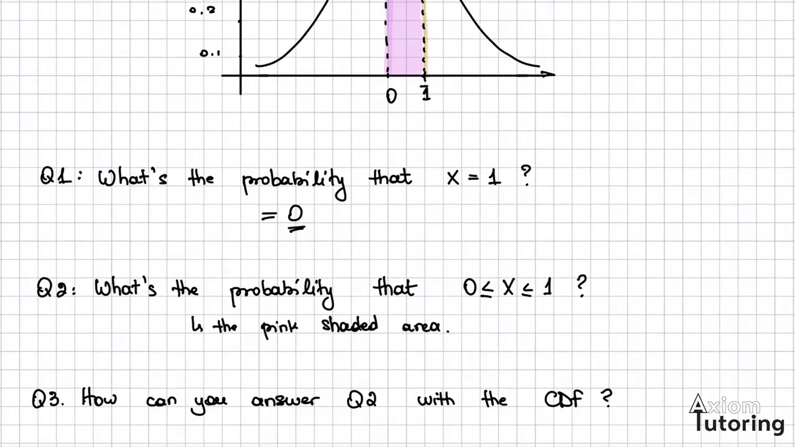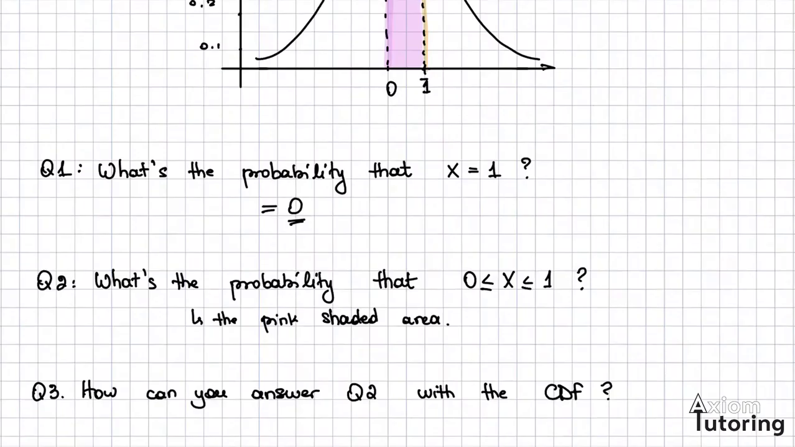Keep in mind, the PDF tells us how dense probability is. The area tells us how much probability there is. So if we were to give the answer to question 2, but using the CDF definition and what we know about the CDF, how would our answer look like? Try to give it a thought for a second. Well done for giving it a try.